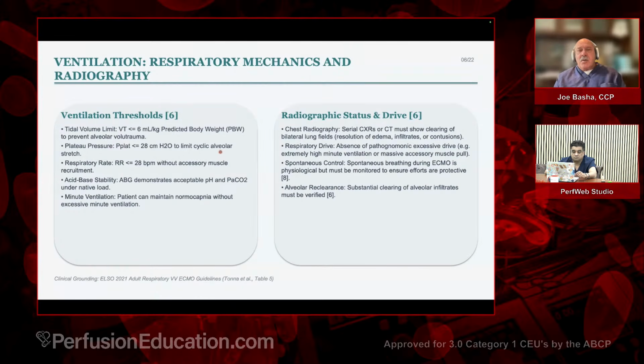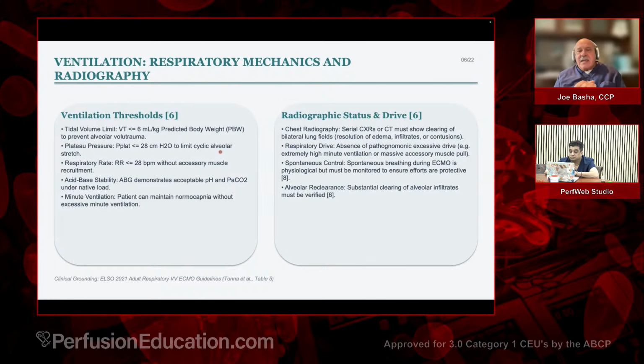Acid-base stability, you want your pH and PCO2 to be normal under native load. Again, remember, you set these parameters, you've got a little bit of wiggle room. You need to make sure you have some upward mobility. So you don't want to say, we're going to decannulate when we're at 60%, because now the next step is 80%, then 100%. 40% gives you a little bit more wiggle room.